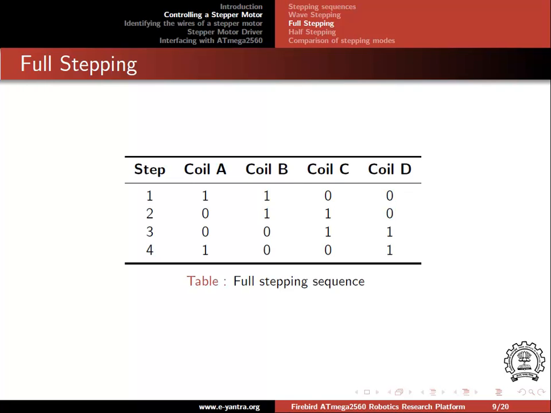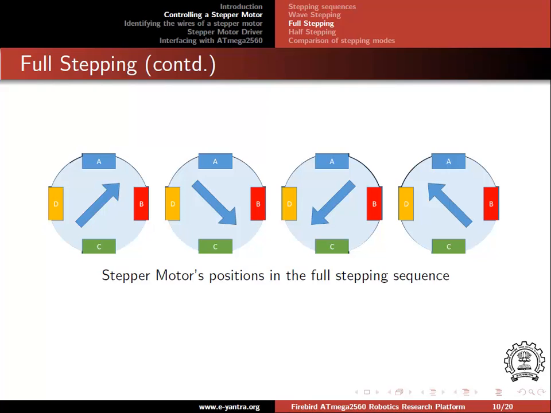Full stepping. It involves exciting two adjacent coils turn by turn in a circular fashion. The table shows which coils are to be excited for generating the full stepping sequence. Notice that at each step, exactly 2 coils are excited. Now let's see what happens inside the motor when 2 coils are excited at once. As you can see, when 2 coils, say A and B, are excited, the rotor settles between them. This results in a higher torque than that found in wave stepping.